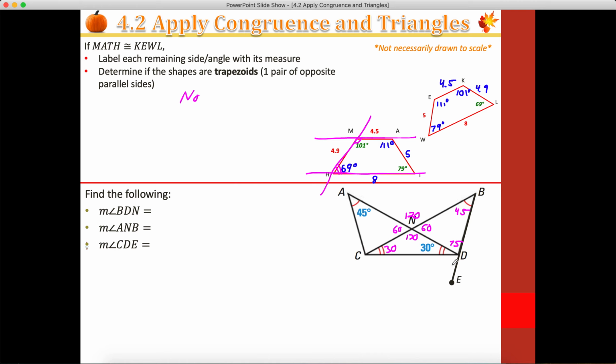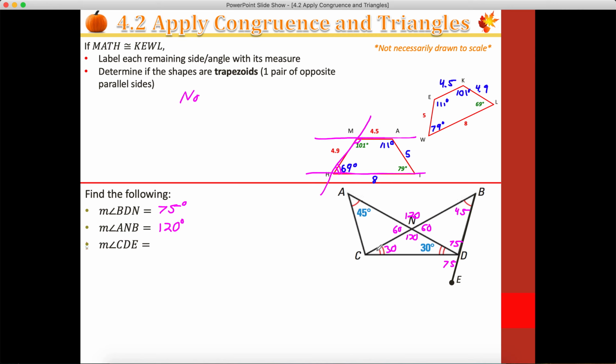angle CDE, plus this 30 plus the 75 make up a straight angle. So they'd have to be 180 degrees. So this is 75 also. And then that should cover all of these. So let's see. BDN is this one here. BDN is 75 degrees. ANB is this exterior angle on the outside. That's 120 degrees we just found.